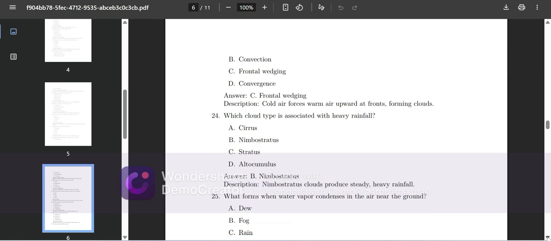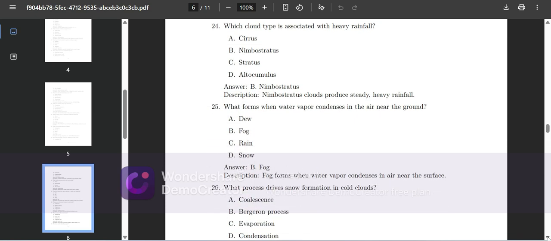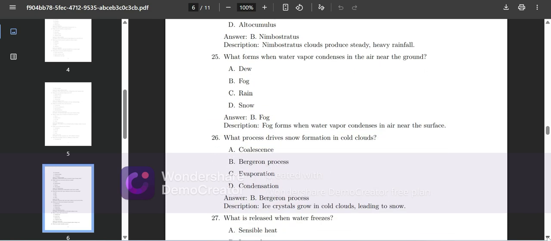Which cloud type is associated with heavy rainfall? Nimbostratus. Nimbostratus clouds produce steady, heavy rainfall. What forms when water vapor condenses in the air near the ground? Fog. Fog forms when water vapor condenses in the air near the surface.